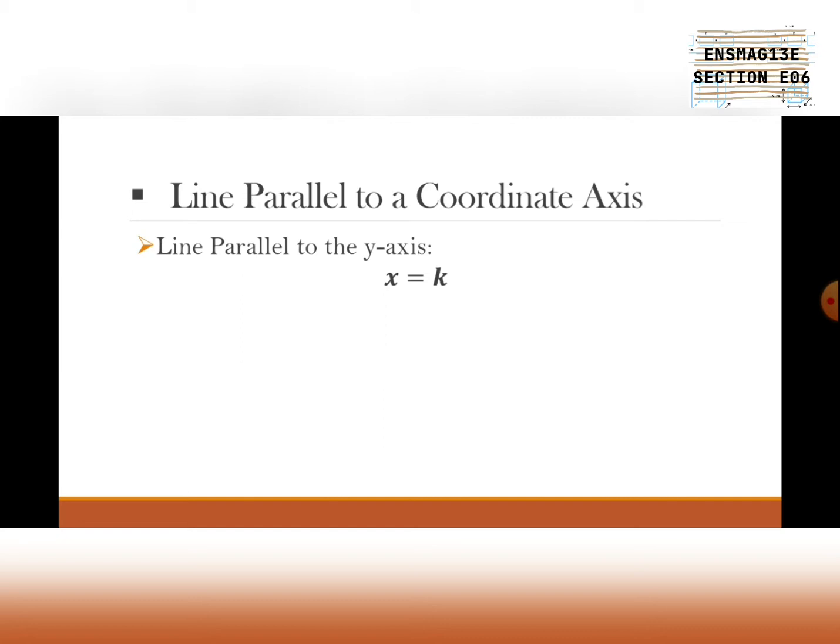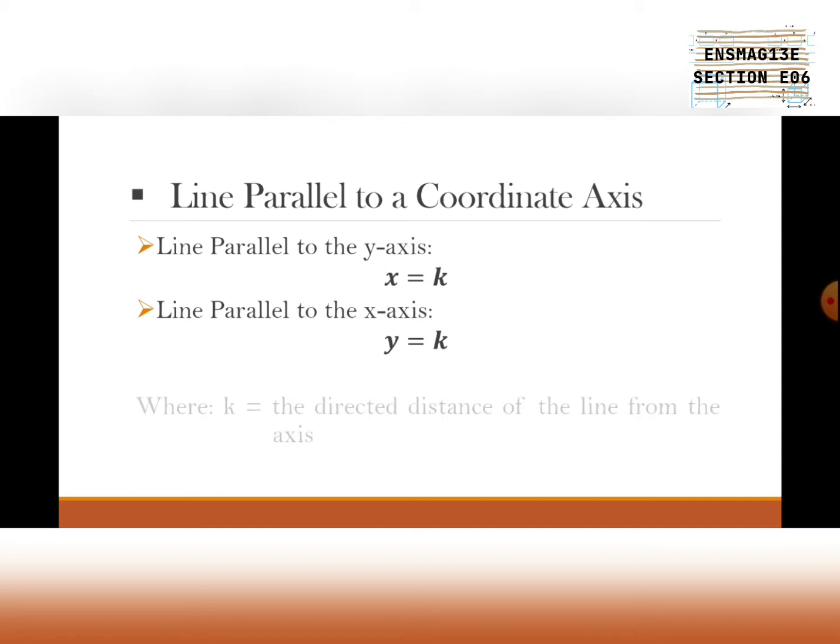Conversely, the equation x is equal to k is satisfied by the coordinates of every point on the line at a distance k from the y-axis. Hence, the line L is the graph of the equation. Next, let us consider a line parallel to the x-axis, still at a distance k from the axis. The ordinates of all points on the line are equal to k, so we see at once that an equation of the line is y is equal to k, where k is the directed distance of the line from the axis.